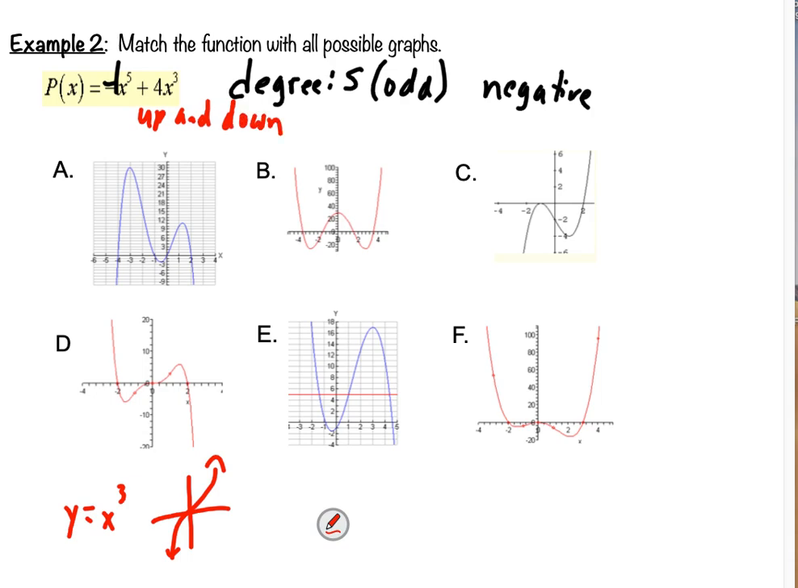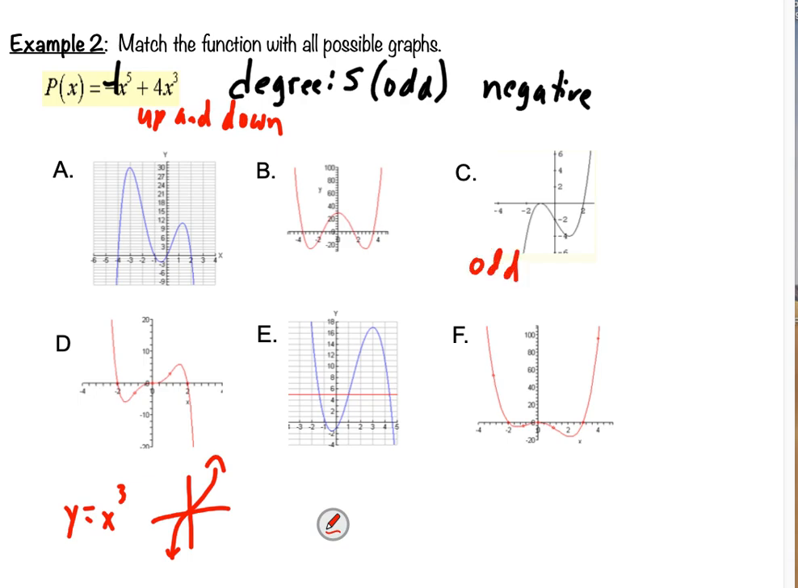So letter A, would that be it? No, that's down and down. That would be an even function. What about letter B? No, that's in the same direction. That's up and up. What about letter C? Well, letter C would be an odd degree, but would it be a negative? No, because that one starts down and then goes up. So down and up at the ends is not a negative. That would be a positive one, a positive odd. So this is odd.